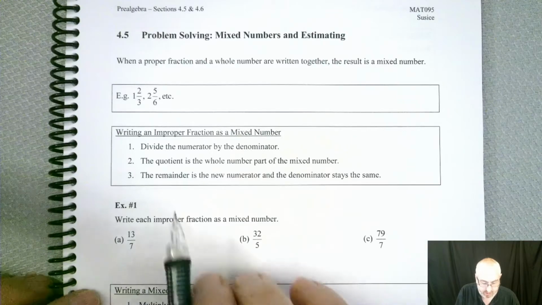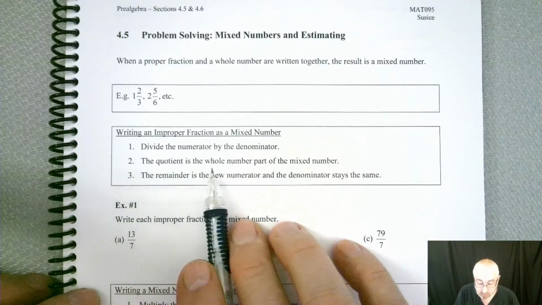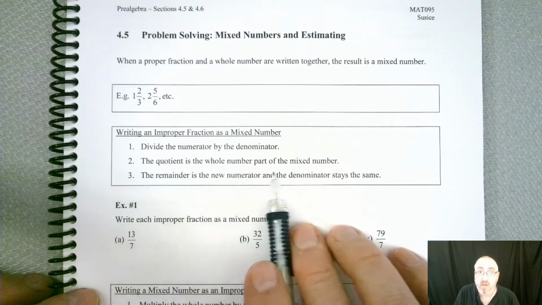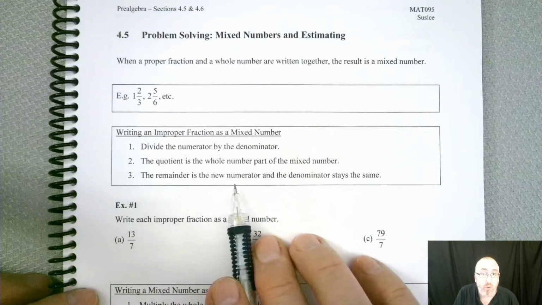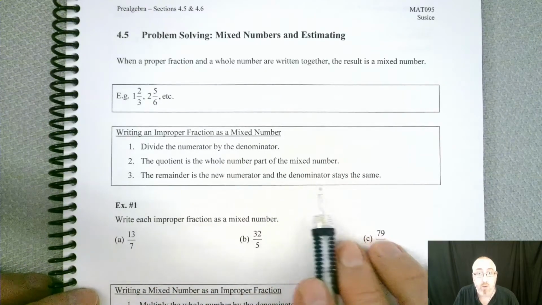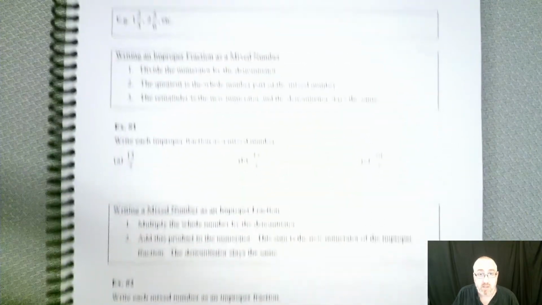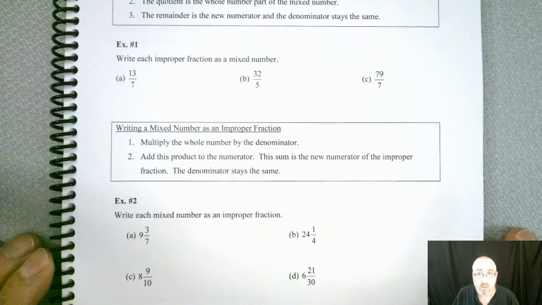So we're going to see it in action though. The quotient is going to be the whole number part of the mixed number, and then the remainder will be the new numerator. And then of course the denominator will stay the same. So let's take a look and see what we got.